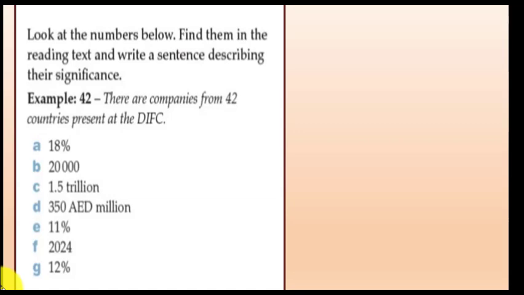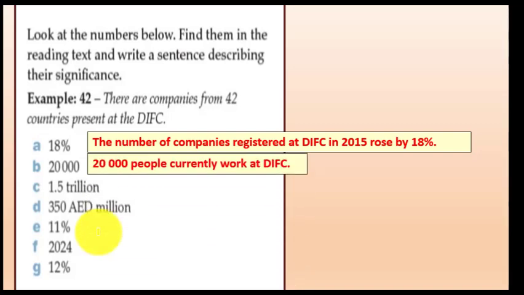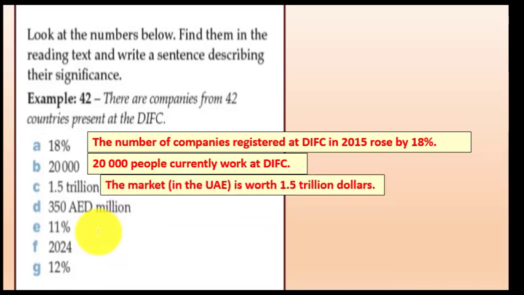Okay, let's now get to the task together. 18% stands for the number of companies registered at Dubai International Financial Center in 2015 rose by 18%. B stands for 20,000 people currently work at the IFC. C, the market in the UAE is worth $1.5 trillion.